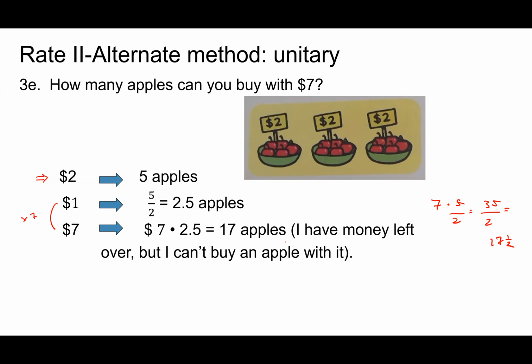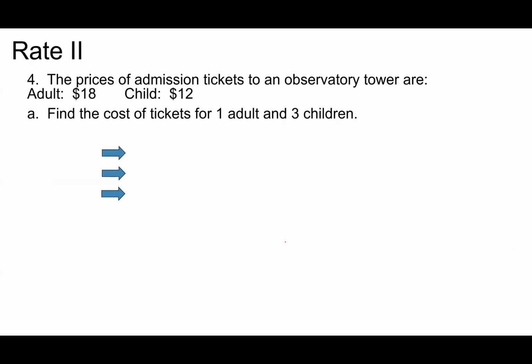Okay. Moving right along. Do we all have this caught up on? Okay. When you do these kinds of problems with 2 different rates, you're going to use the method where you combine the rates. All right. We're not going to use unitary. It's not going to give us the right answer.